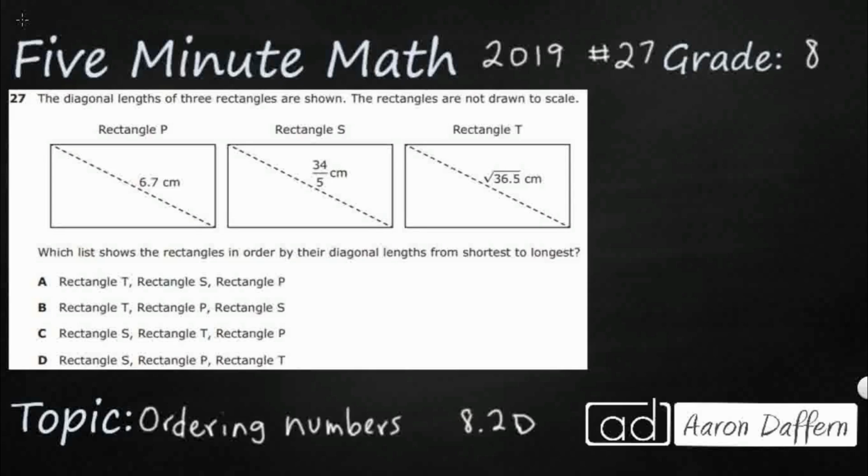Today we are looking at the 8th grade concept of ordering numbers. This is standard 8.2D in the great state of Texas, and we are using item number 27 off the 2019 released STAAR test. If you have not done so already, please go ahead and take a moment to pause the video, work this problem out on your own, unpause it, and we will look at our answers together.